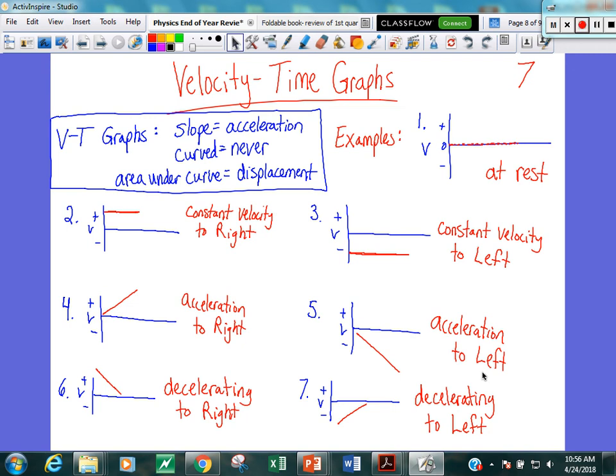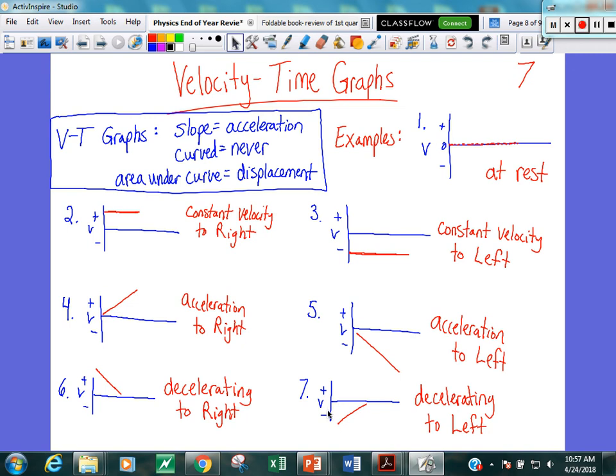Two more examples. Number 6, if you see a velocity time graph like this, now the line is upstairs, which means our velocity is positive. So we're going to the right. Positive velocity in physics, that's to the right. But you'll notice that it does have a slope, but slope is negative. And notice, the velocity is fast at the first, but the velocity is getting closer to 0, which means it's slowing down. So that's deceleration. So it's decelerating to the right.